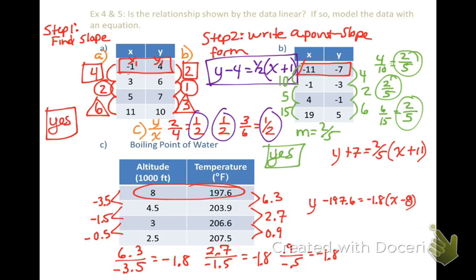Alright, so I did the problem again. C, I found the differences on both the x and the y lines. And since they're decimals, I divided them completely and found out that each one of them equaled negative 1.8 for the slope. And again, I used the top numbers as my x and y. So the answer would be y minus 197.6 equals negative 1.8 parentheses x minus 8.